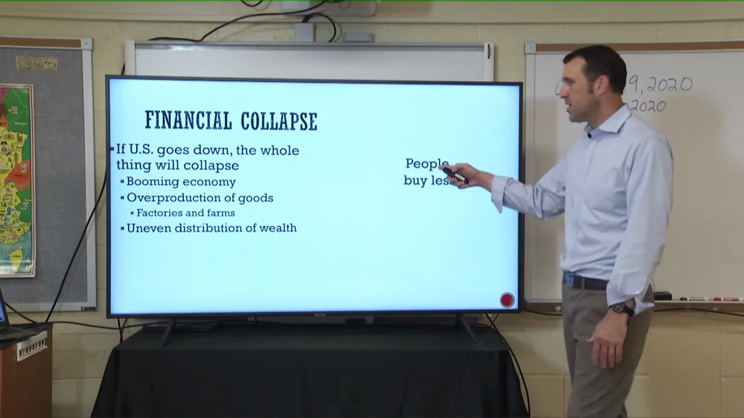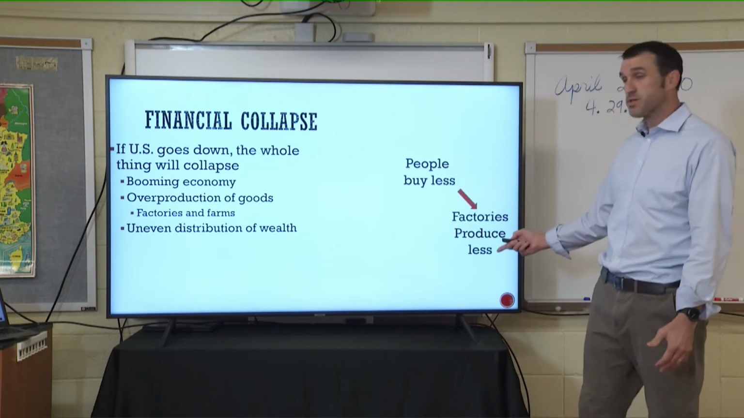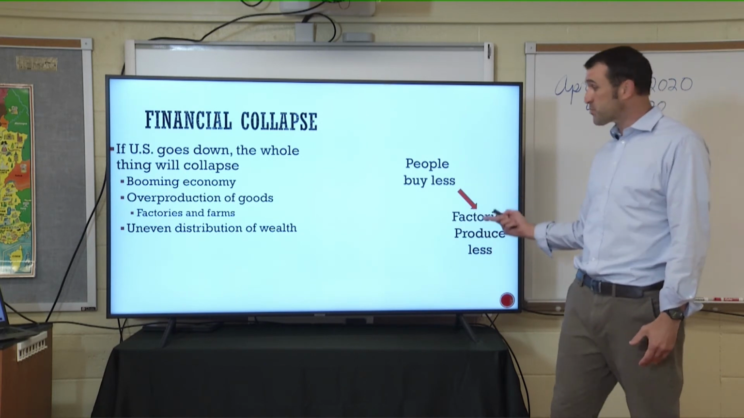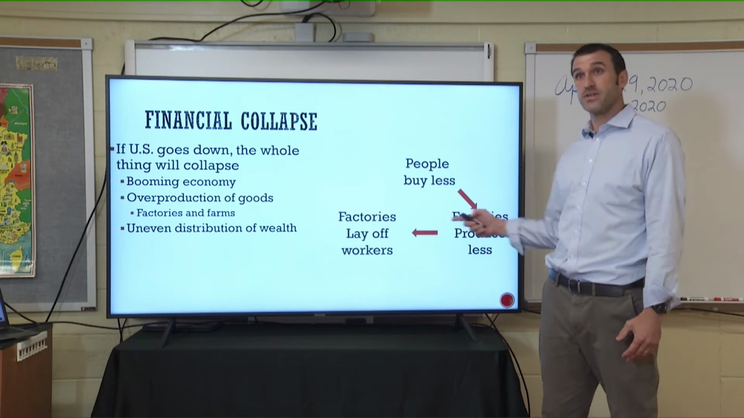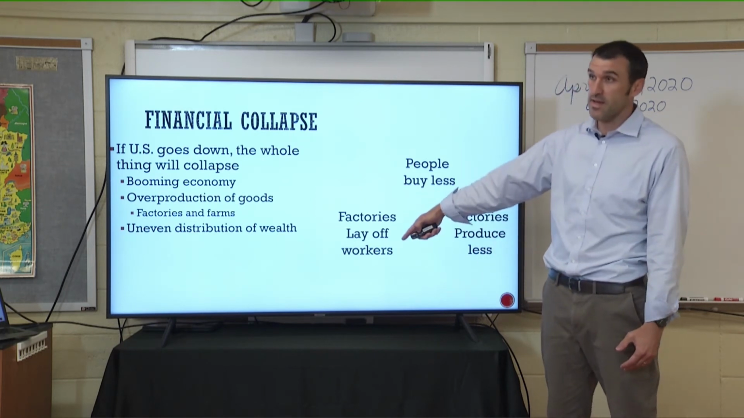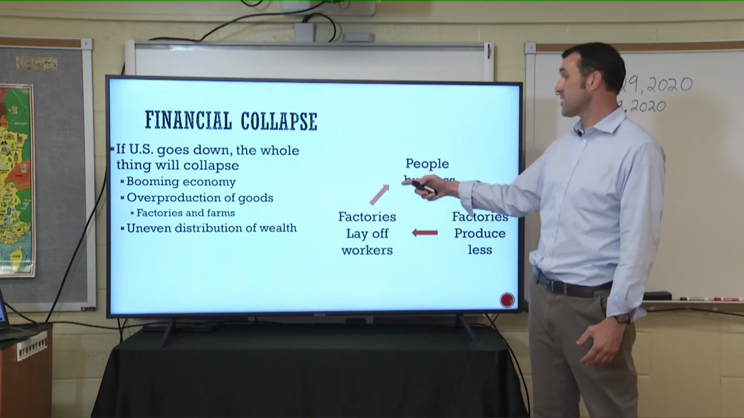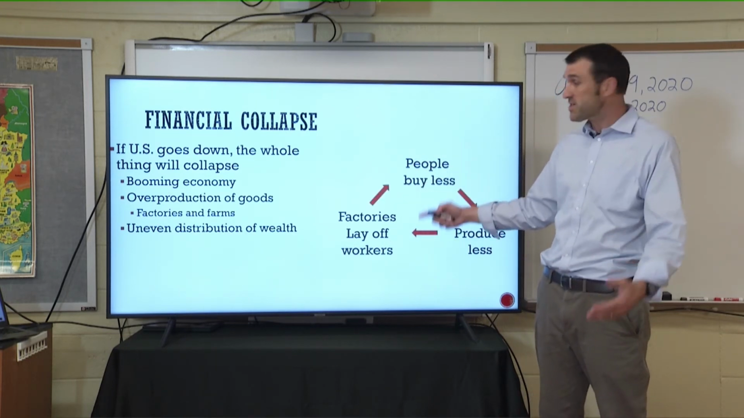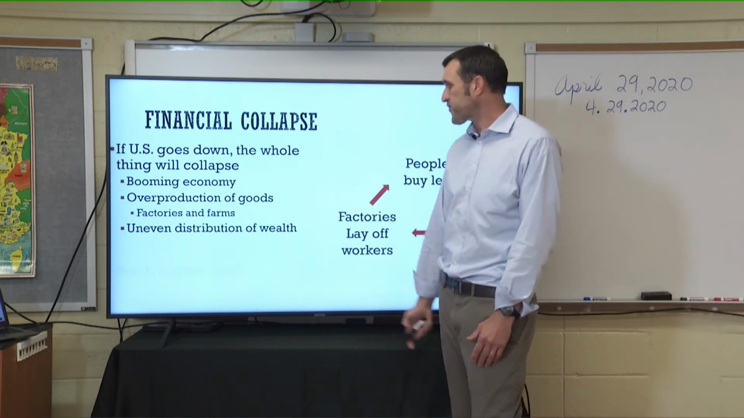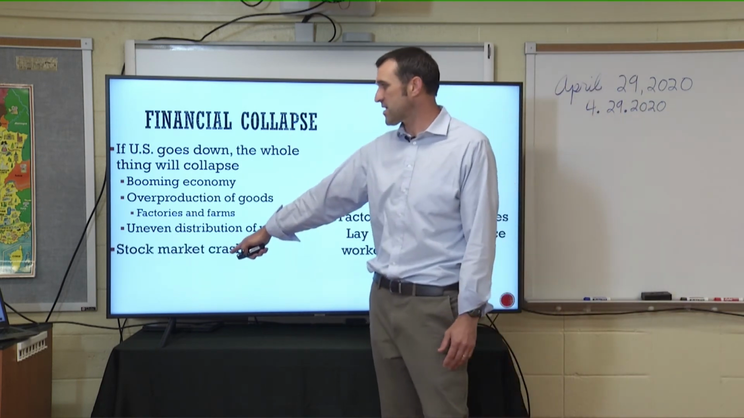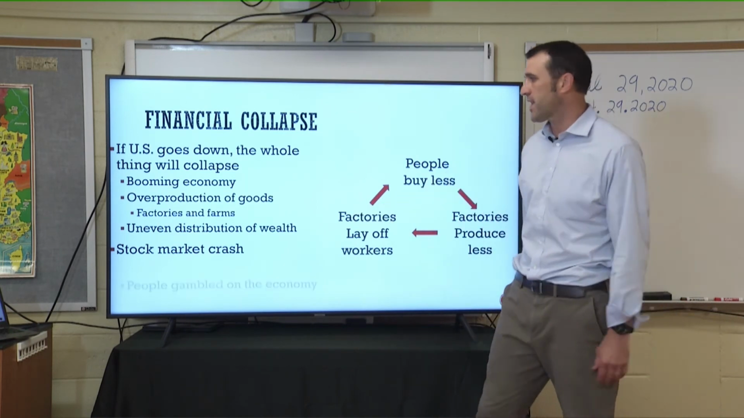So what happened? Well, people buy less. If people buy less, factories produce less. And if factories produce less, then factories lay off workers because they're producing less and not making as much money. And if factories lay off workers, guess what? Those people can't buy things, so people buy less, and here we got this cycle. And eventually this cycle led to the stock market crash in October of 1929.